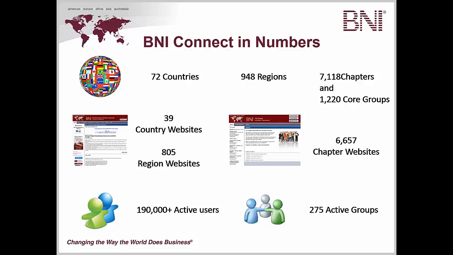And that regional website is bniri.com. There's also a bnimassachusetts.com and a bniarizona.com and all sorts of regional websites across the United States and around the world. Every chapter in BNI Connect also has their own web page, and right now there's about 6,700 of those. Again, the great thing is they're pulling the information from BNI Connect, so as people update their profiles, the websites are updated automatically. Stats are updated automatically. The chapter roster and the leadership team is all updated automatically. As I mentioned, there's about 190,000 users and 275 active discussion groups in BNI Connect.